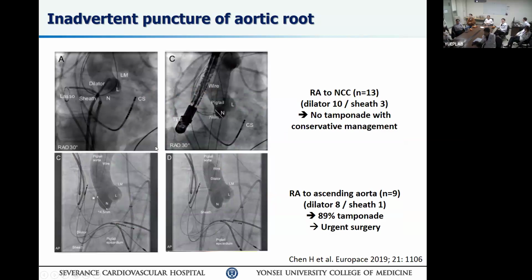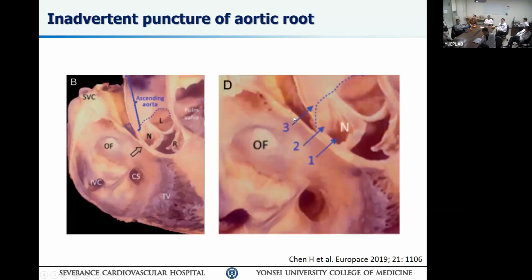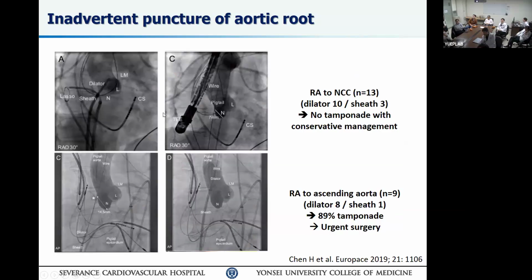If the puncture site is at the ST junction or RA to NCC, which was level 1 or level 2, there was no tamponade according to this publication, which you can see in figure C. After the puncture and the dilator is removed, there was no or minimal staining in the pericardial space.